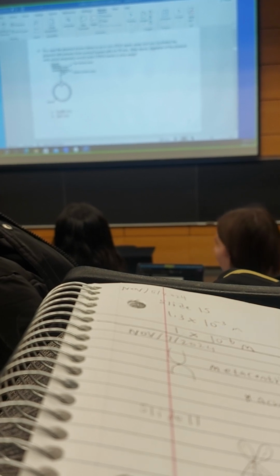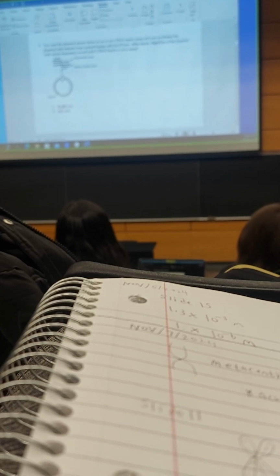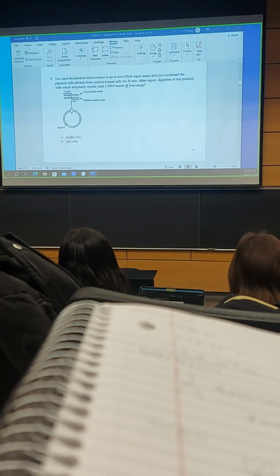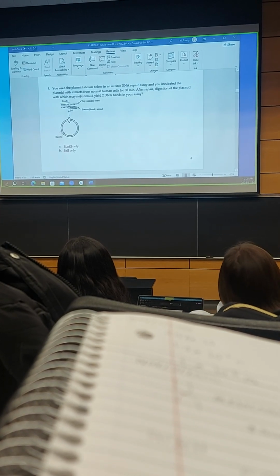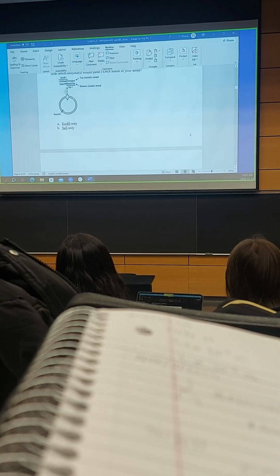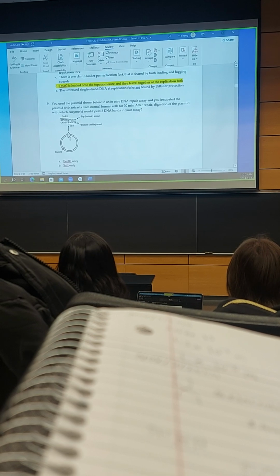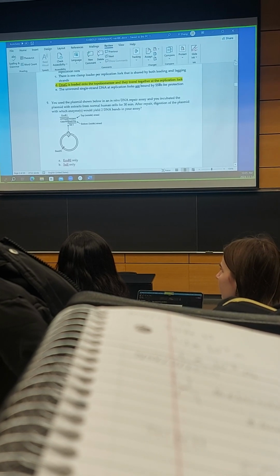This question has three different versions, and over here, you just look over here for now. You use the plasmid shown below in an in vitro DNA repair assay. You incubate the plasmid with extracts from normal human cells for 30 minutes. After repair, digest the plasmid with which enzyme would yield two DNA bands in your assay? Basically, over here you have BamHI, it will always cut. The second is which enzyme allows you to cut this site after mismatch repair.